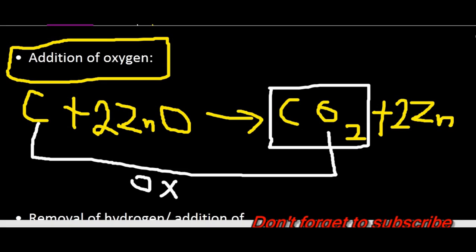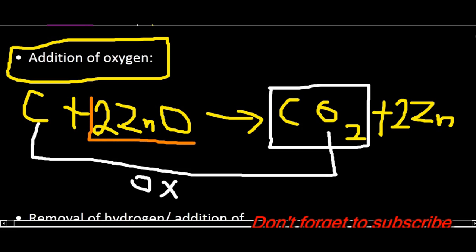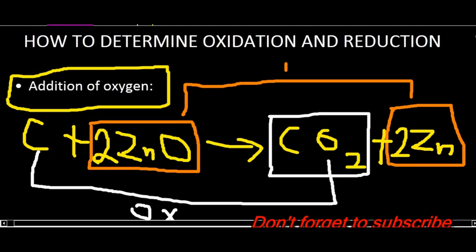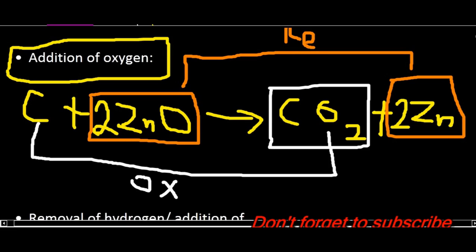And reduction is removal of oxygen. As you can see, initially at this part, it was 2 molecules of zinc oxide, and came down to this part to be just 2 molecules of zinc, having the oxygen removed. So this is automatically a reduction. So the carbon to carbon dioxide is the oxidation, while the zinc oxide to zinc is the reduction.